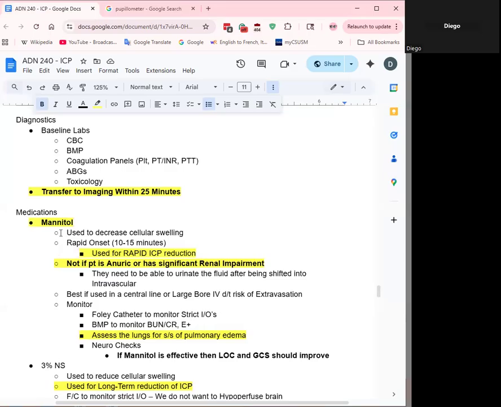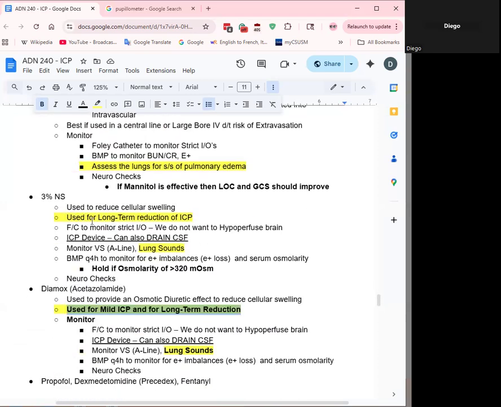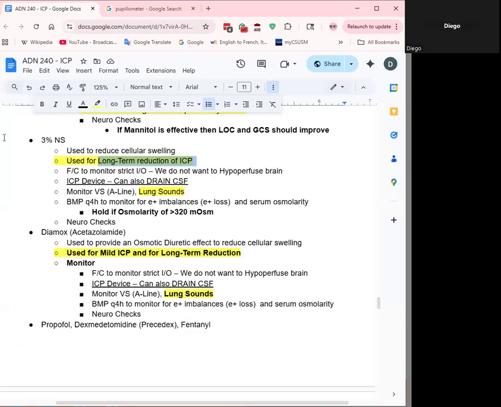The mannitol is like the heavy guns, and it needs a little bit more careful management. The 3% normal saline is long term reduction, but it's also going to be higher acuity for you to assess the patient. But they're all going to have the same interventions and the same assessments essentially.